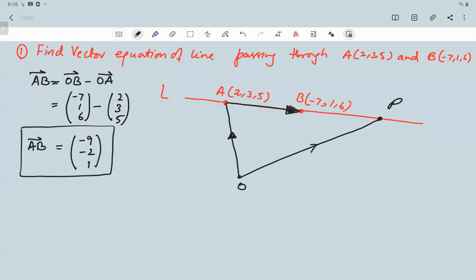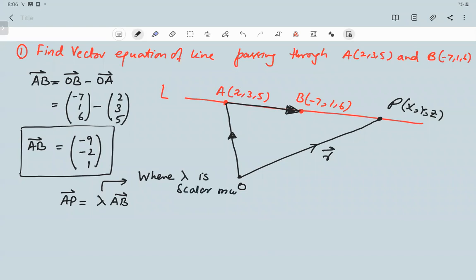P is my general point, and r is the position vector of P. P is the general point which moves all along this red line L, okay? Now AP is equal to lambda times AB, where lambda is a scalar multiple.